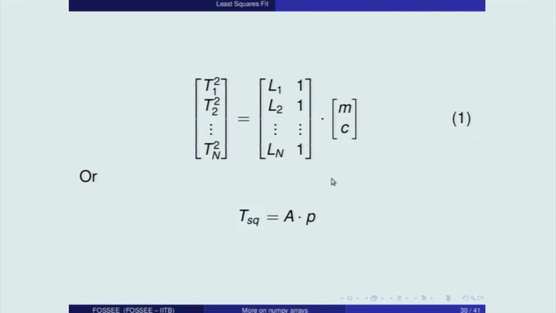We don't know the answer for this. So what we want to do is, we want to be able to find P, but we know T squared and we know the matrix A. So which means, if I multiply this by A inverse on both sides, I will get the P value. So how do we solve this? So this is how we solve this.